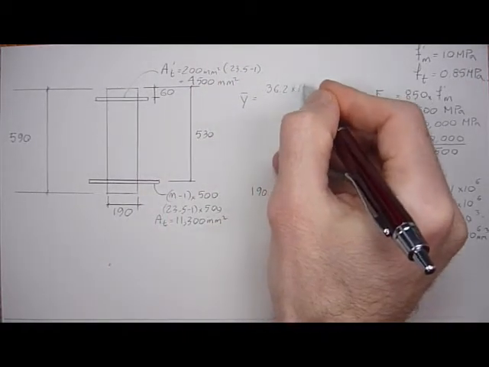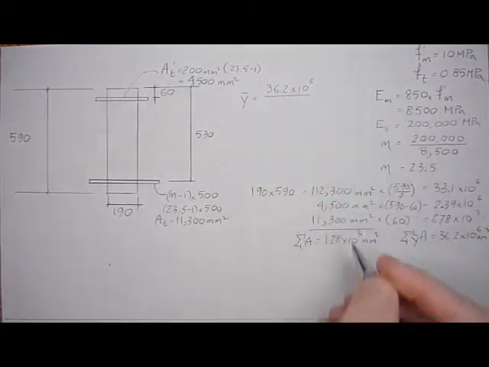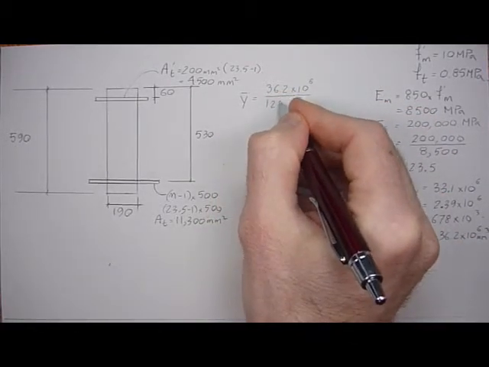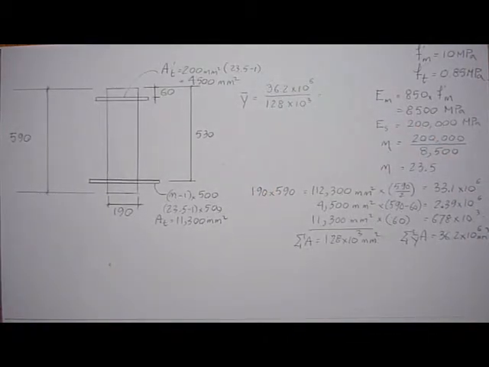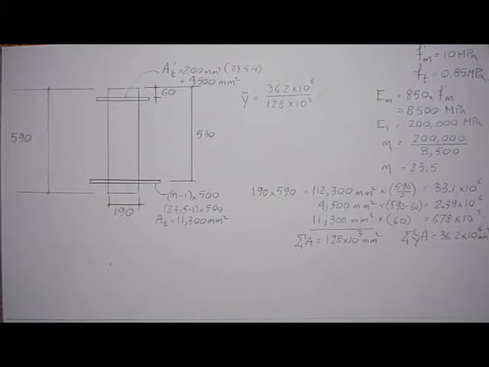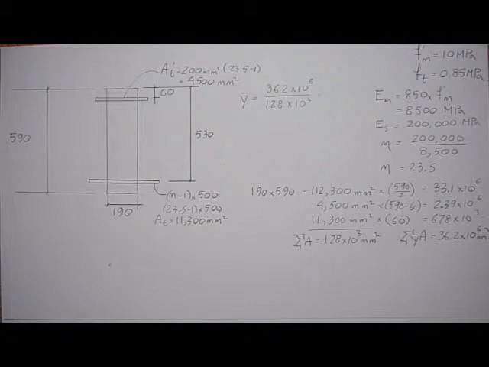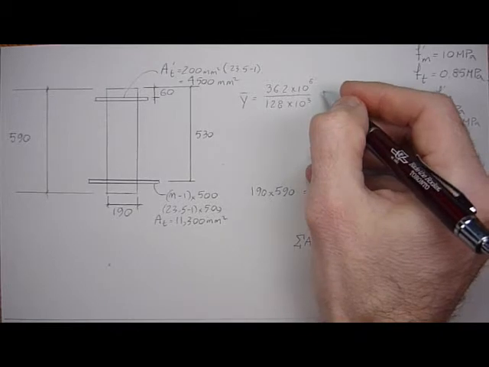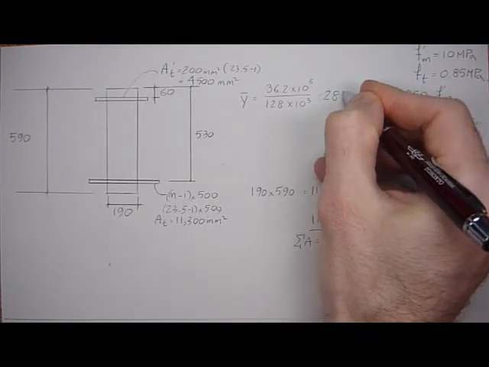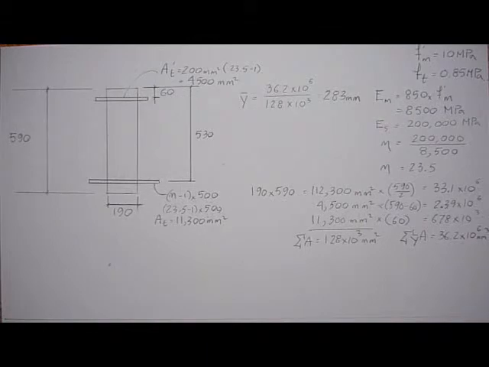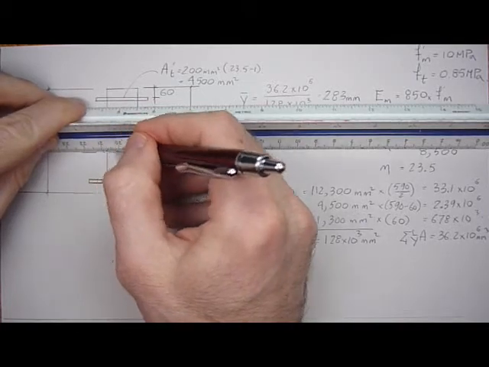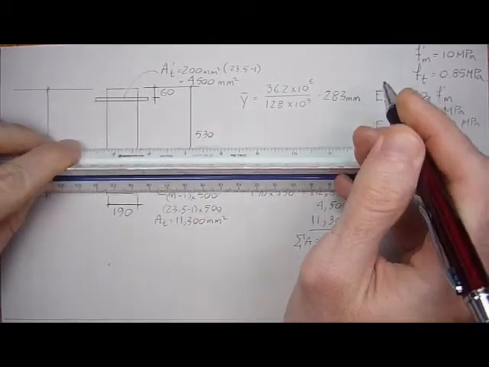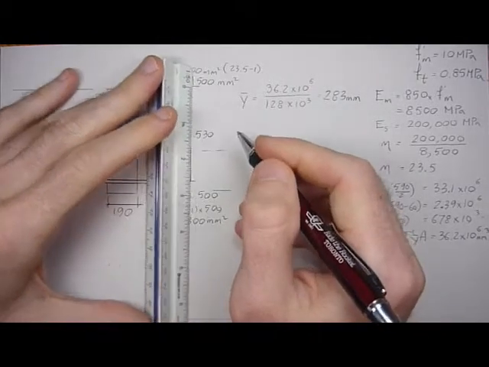So the y bar for this section will just be the y bar areas, 36.2 times 10 to the 6, divided by the area, 128 times 10 to the third. So 36.2 e to the 6 divided by 128 e to the third is 283 millimeters. So somewhere around here we'll have the neutral axis location, and that's going to be 283.